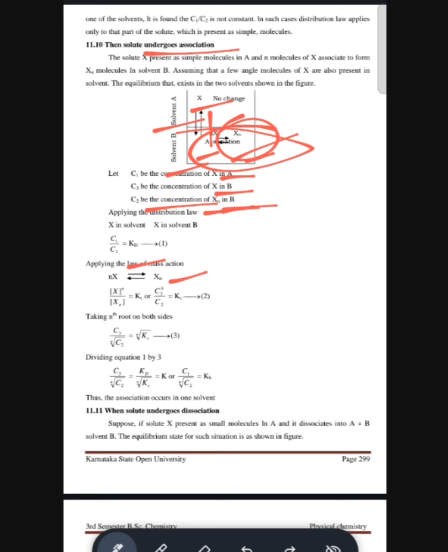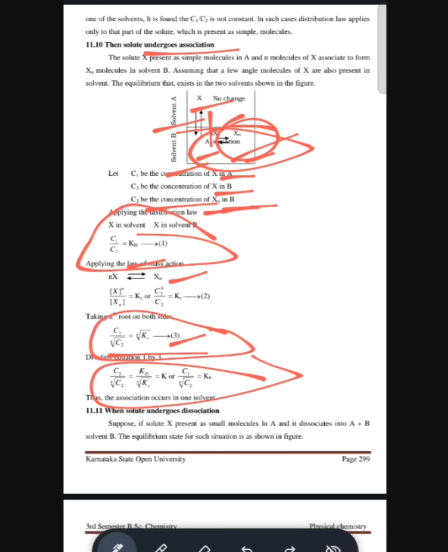Taking the nth root on both sides, the nth root of C3 divided by the nth root of C2 is equal to the nth root of Kc. That is equation 3. Dividing equation 1 by equation 3, we get the equation where association occurs in the solvent. So this is the method for a solute undergoing association.